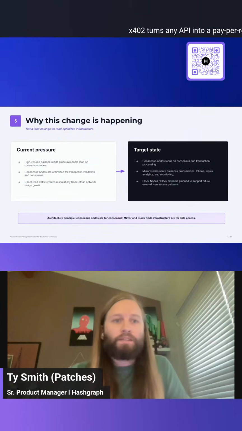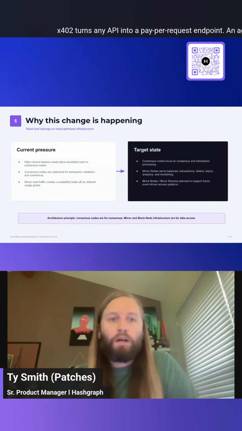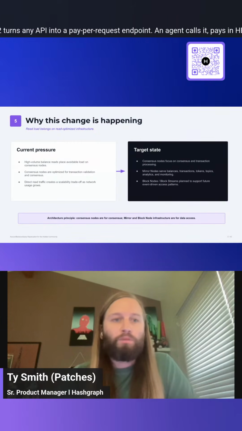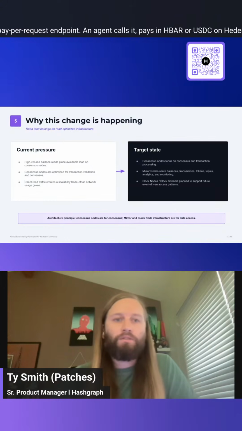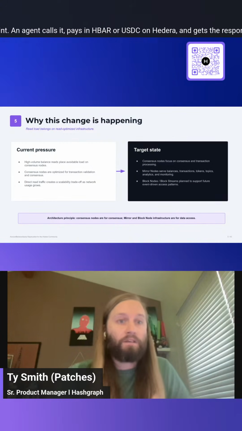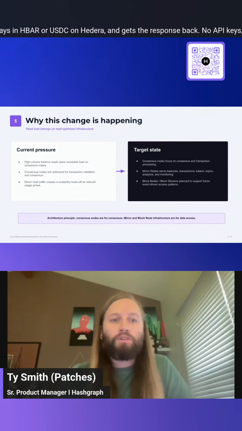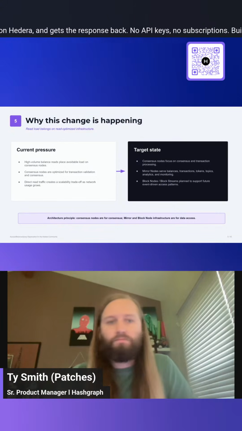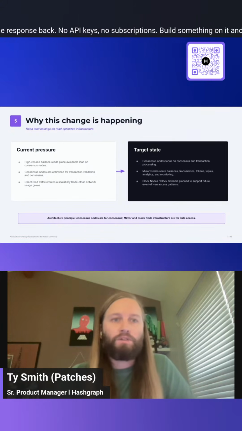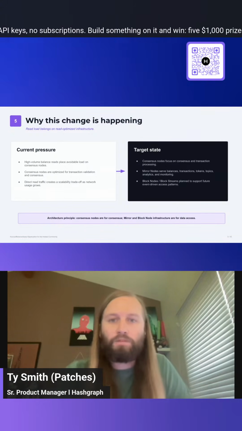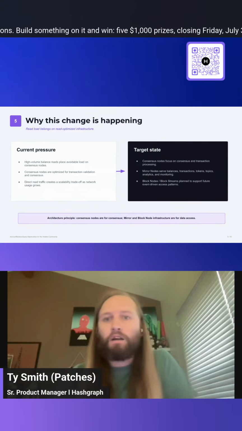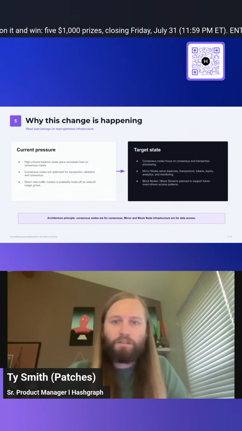So again, why is this happening? High volume balance reads place avoidable load on the consensus nodes. They're optimized for transaction validation and consensus with other nodes. And as the network continues to grow in usage, direct read traffic isn't the correct place for this to be going. So the target state, consensus nodes on consensus, makes sense.